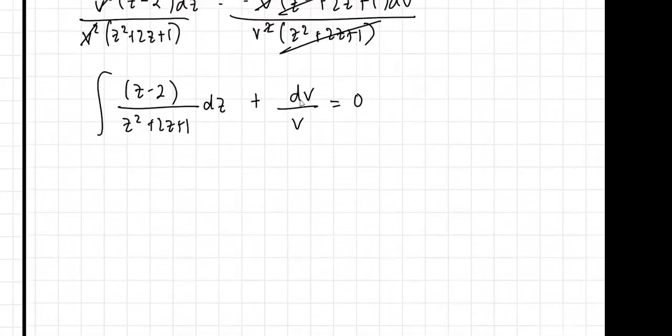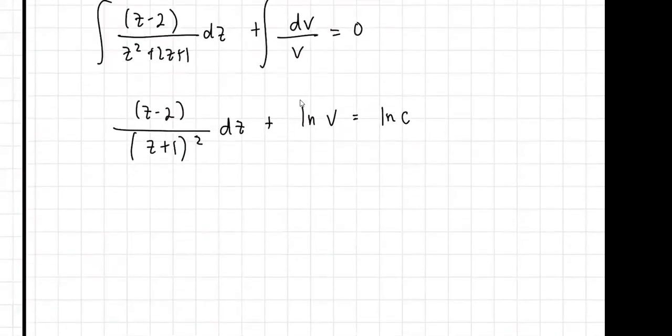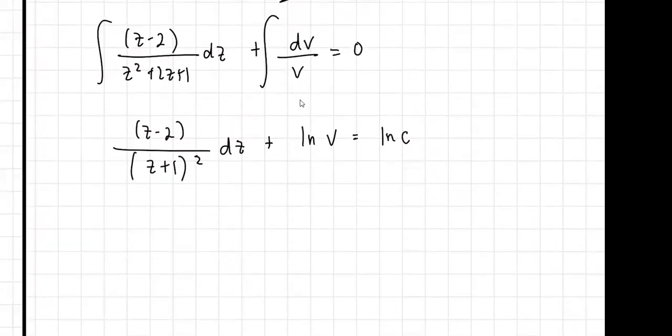Okay? Then we integrate both terms. Our first term becomes the integral of z minus 2 over z plus 1 squared dz, since that is the factor of the denominator. Then plus our second term, which is easier. When we integrate, it's just ln v, equals ln c. Okay? So for our first term, we need to do partial fractions. So let's review partial fractions.